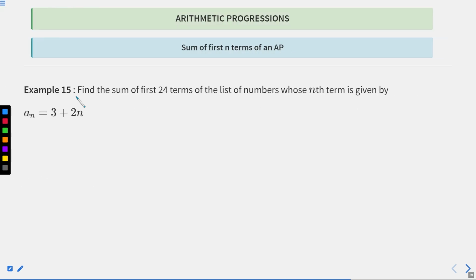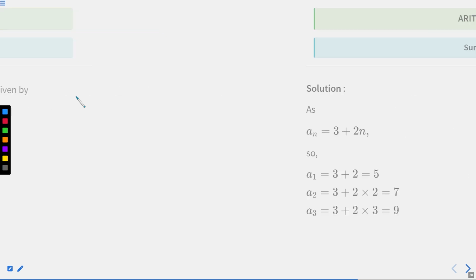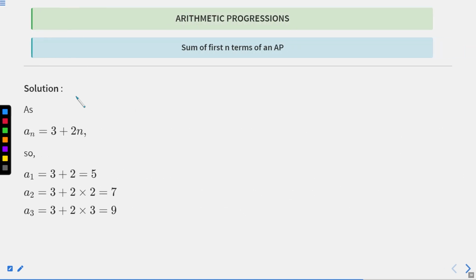Now in this example we have to find the sum of the first 24 terms of the list of numbers whose nth term is given by an equal to 3 plus 2n. So here we are given the nth term an equal to 3 plus 2n. So the first term a1 is equal to 3 plus 2, that is equal to 5. The second term a2 is equal to 3 plus 2 into 2, that is equal to 7. And the third term a3 is equal to 3 plus 2 times 3, that is equal to 9.